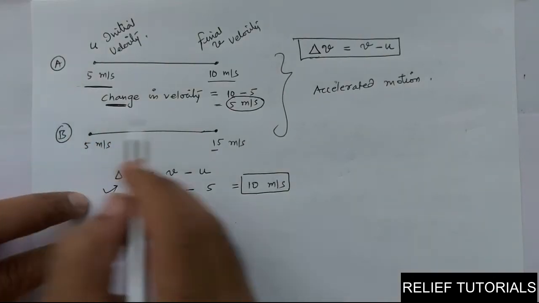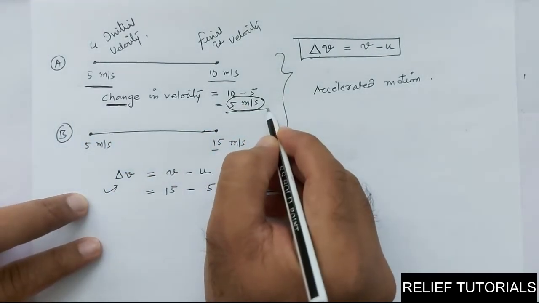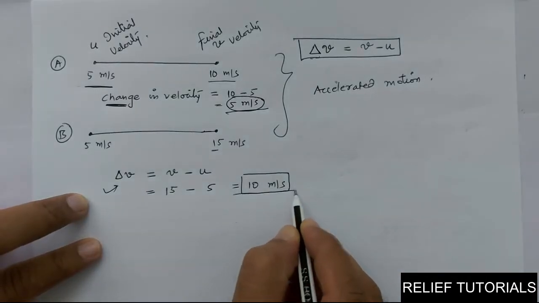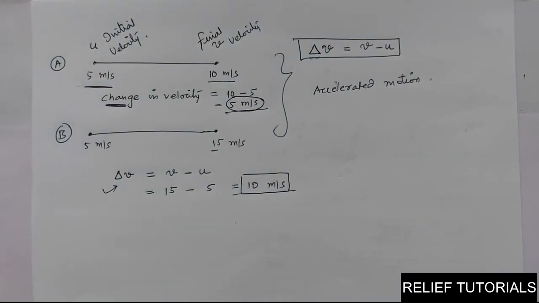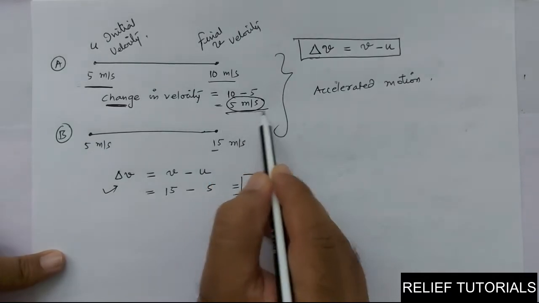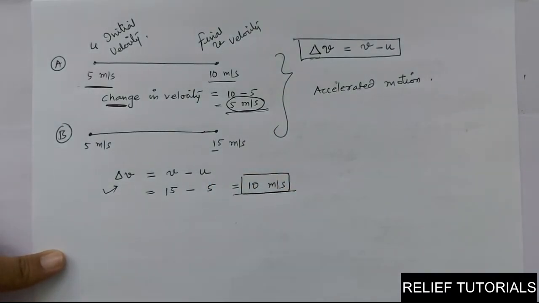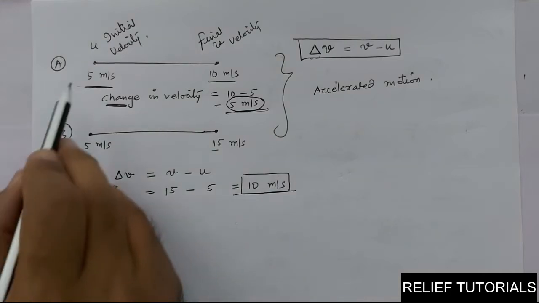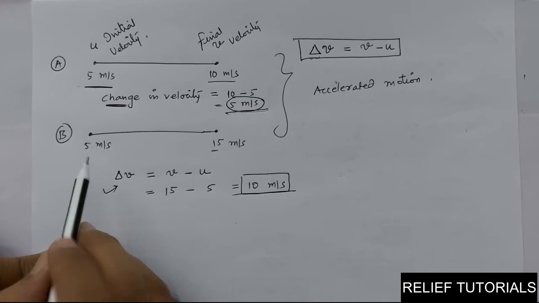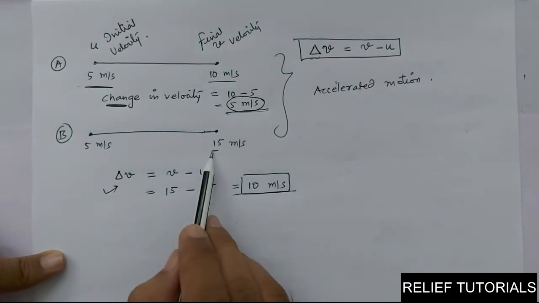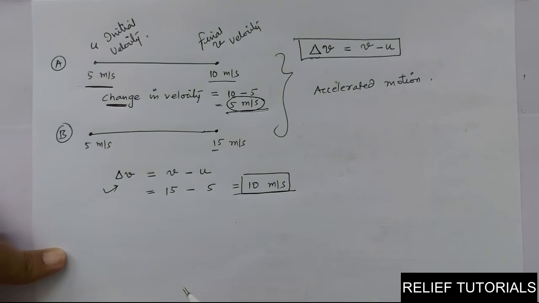Now, what is the change in velocity here? 5 meter per second. What is the change in velocity here? 10 meter per second. So if I ask you in which case the change is faster? Change here is 5 meter per second, change here is 10 meter per second. Both particles start with the same velocity. Final velocity here was 10, here is 15. So in which case is the change faster?